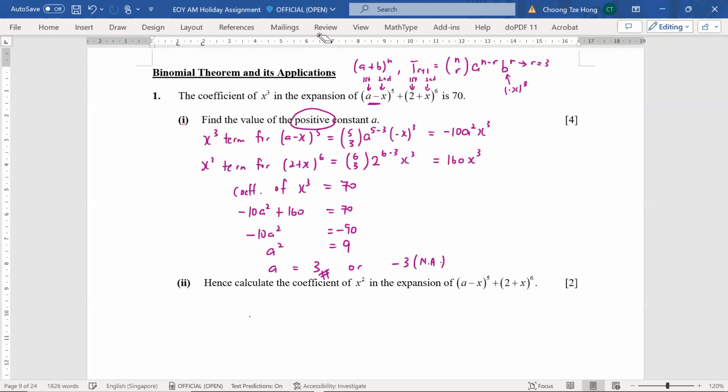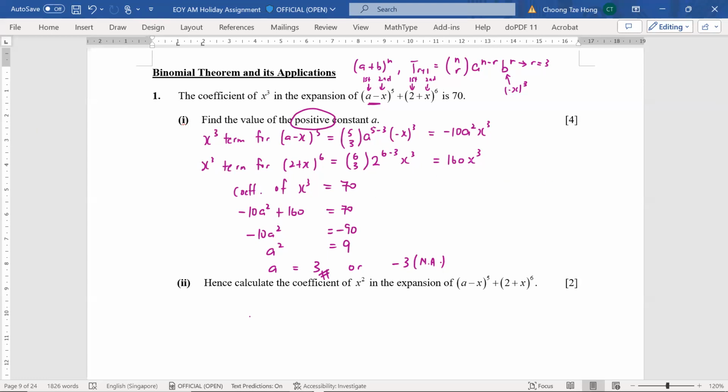This is for part 1, so not too difficult. Remember, if only one term in the binomial has x, then you do not need to use the formula for the general term. Hence, calculate the coefficient of x squared in the expansion. Basically it's the same expansion, and now they want the coefficient of x squared. So we'll do the same thing. We can straight away zoom into the x squared term.